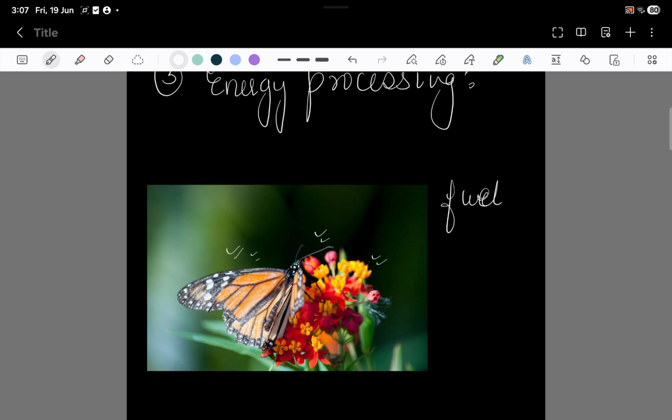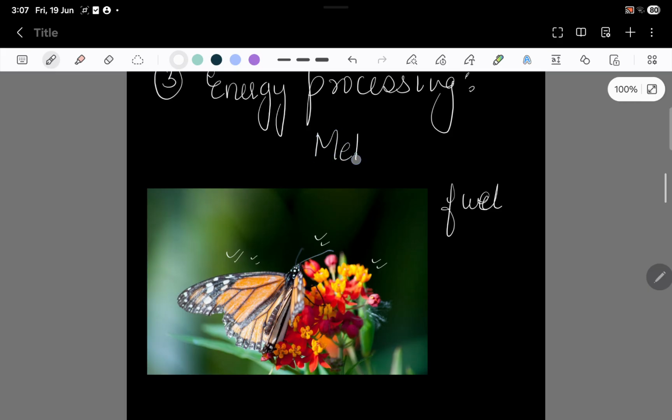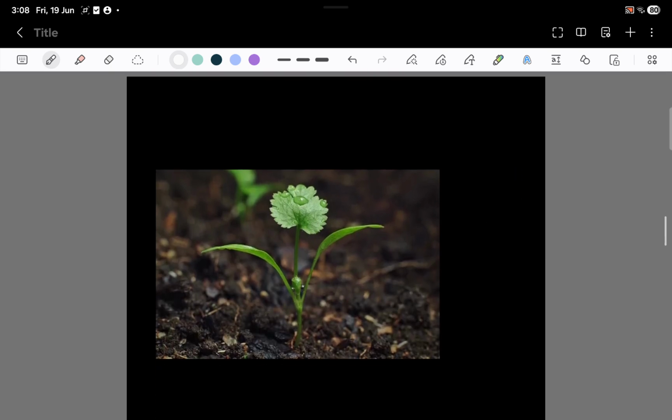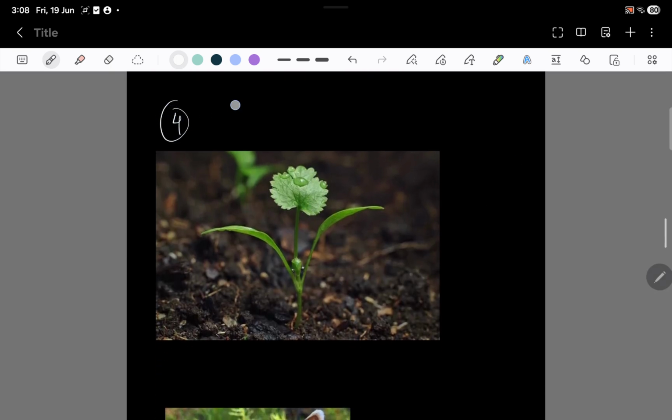But how is that food converted into that energy bomb, right? And that is metabolism. Those reactions are metabolic reactions. If I say cellular respiration, right, then cellular respiration is there. In plants there is photosynthesis. And it's not just respiration and photosynthesis, multiple reactions are going on. They will help. Okay, then I say growth and development.